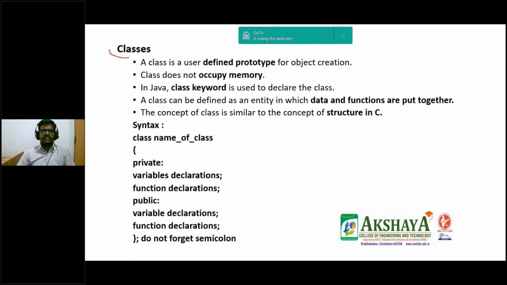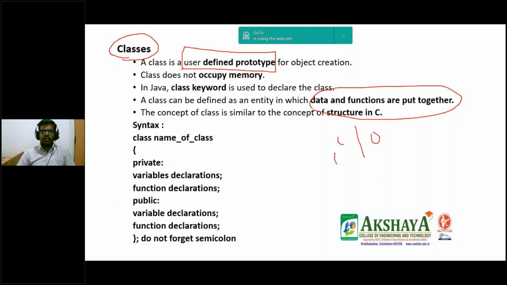Then coming to class. Class is a combination of data and functions. It is a user defined type. It is not a predefined type. It is created by the user. The main difference between class and object is that class does not occupy memory. No memory for class, whereas object occupies memory. This is the main difference between classes and objects.